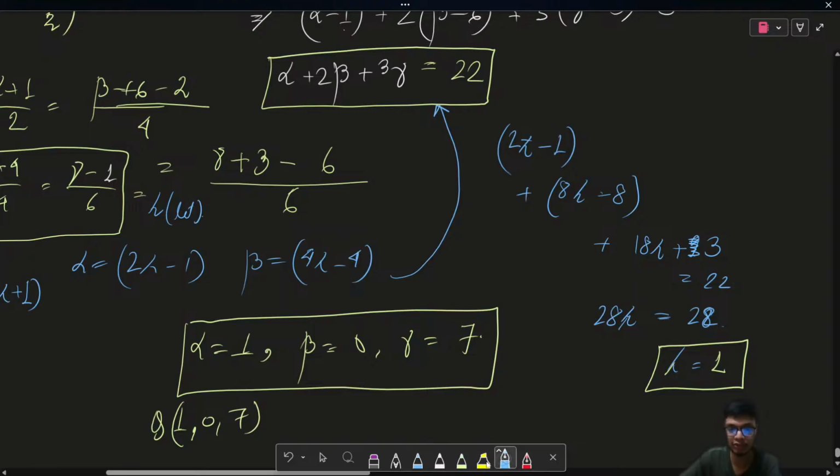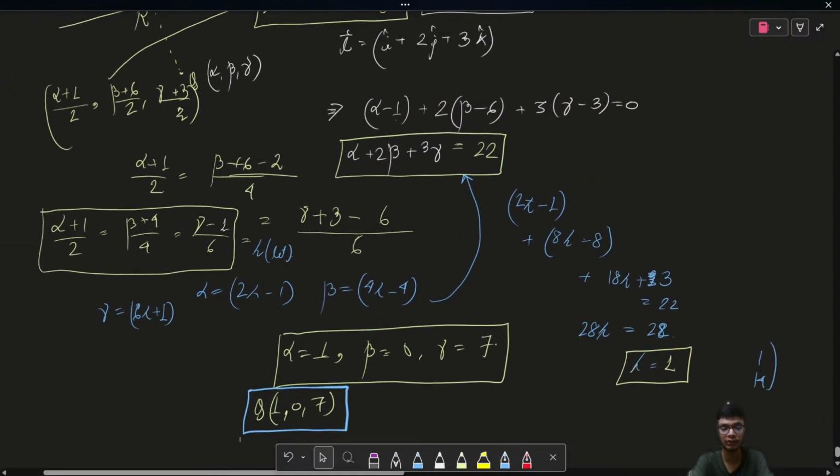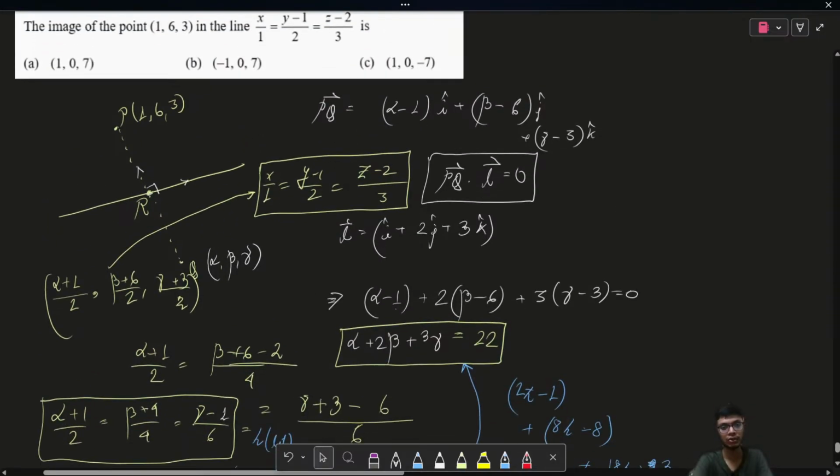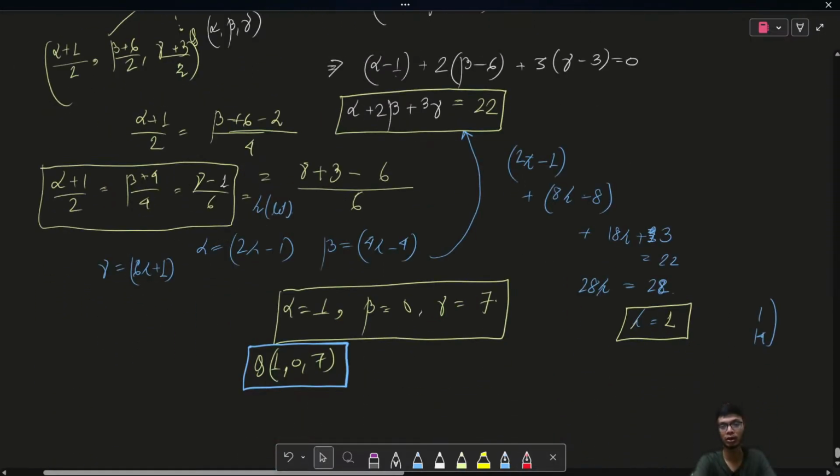I hope this is clear to all of you. Okay, this is another very easy way to solve this problem. Whenever you are asked the question of finding out the image of a point on this line, you can use this particular way to solve this problem. I hope this result is clear to all of you. So please try to understand this result, because this is going to be very important, especially for your JEE Mains.